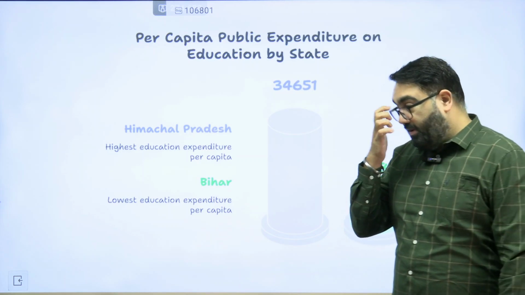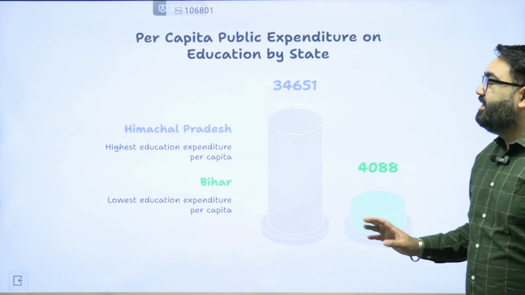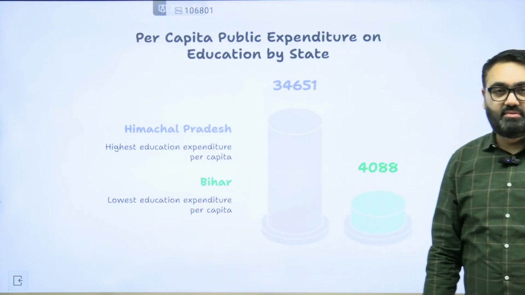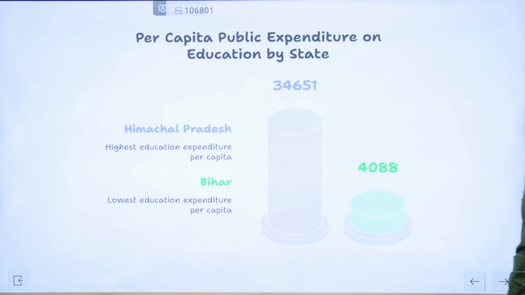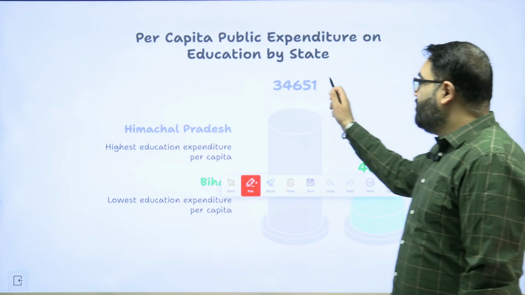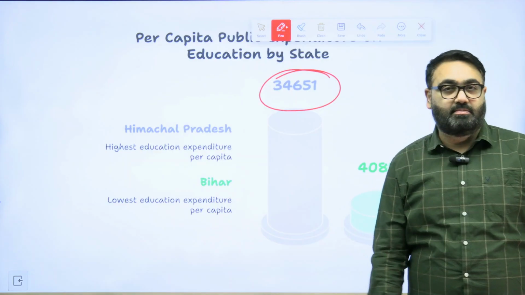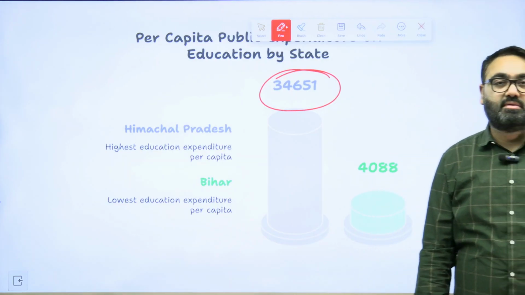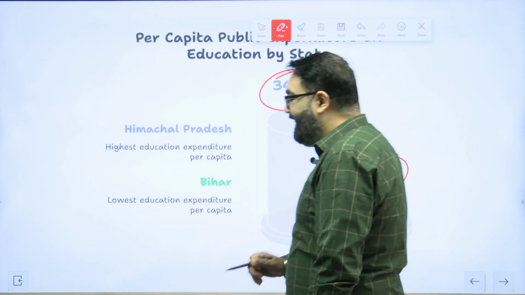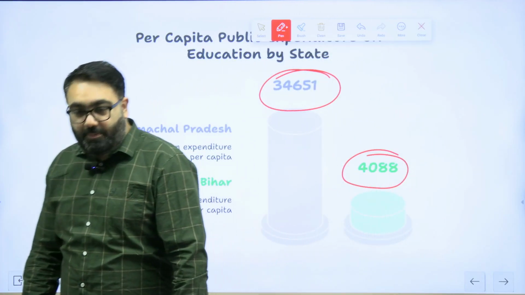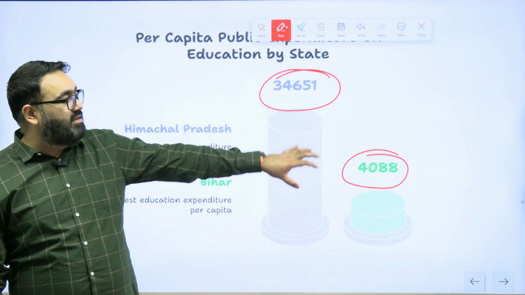Look at this, for example. This is the comparison of per capita expenditure on education in different states. In Himachal Pradesh, over 34,650 rupees are spent on an average person on education in a year from the side of the government. In Bihar, rather, only 4,088 rupees are spent per person on education per year. Look at the big gap between the two.